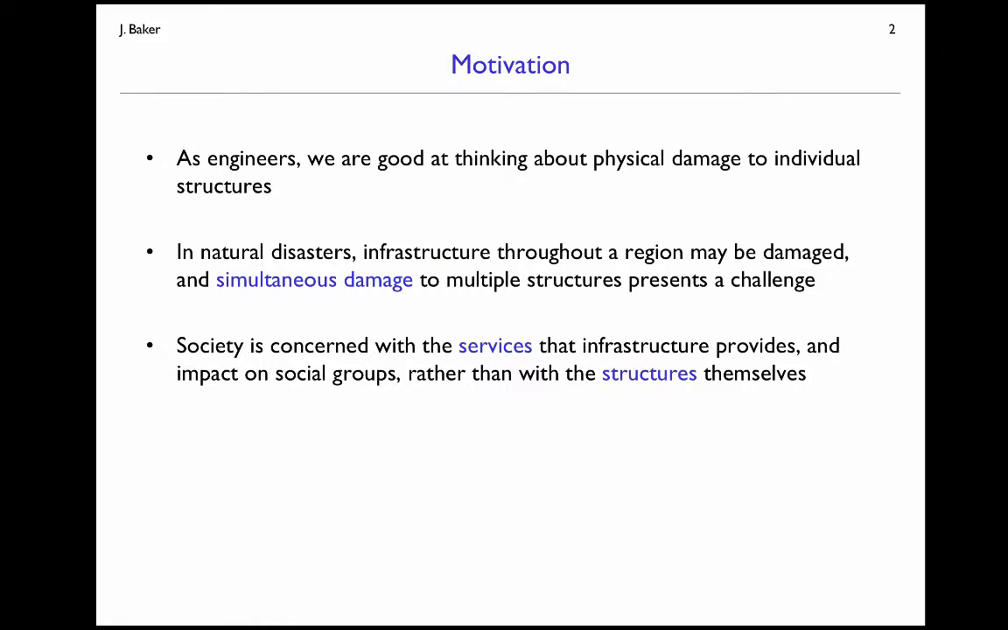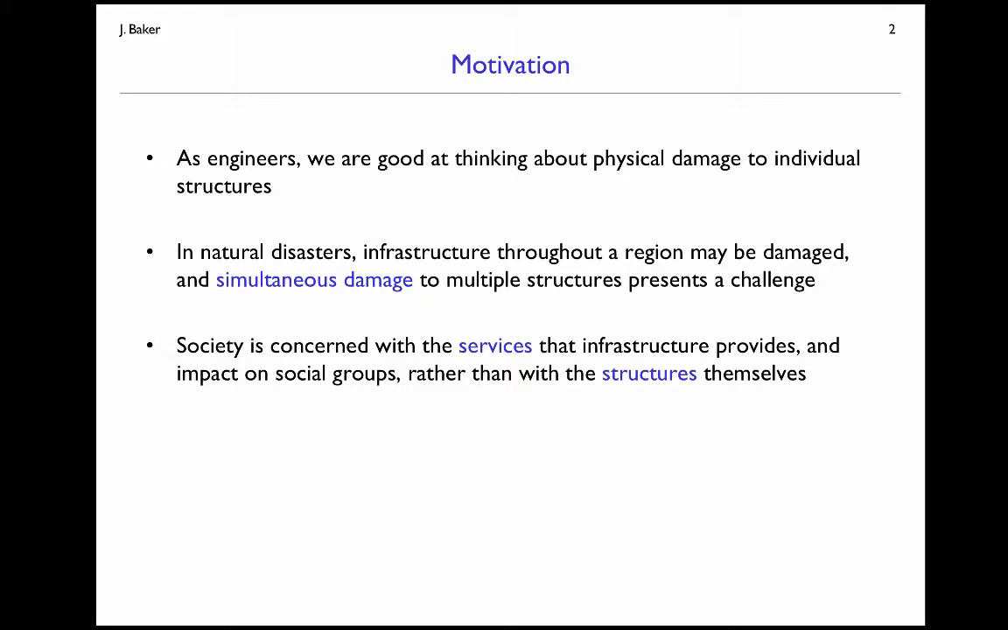Okay, so the motivation for this work and this presentation is that we wanted to take our analysis beyond just engineering evaluation. We're generally, as engineers, good at thinking about physical damage to structures, but it's really the services that infrastructure provides that are ultimately of interest to society, and maintaining those services after a disaster should be our ultimate objective of a risk analysis.